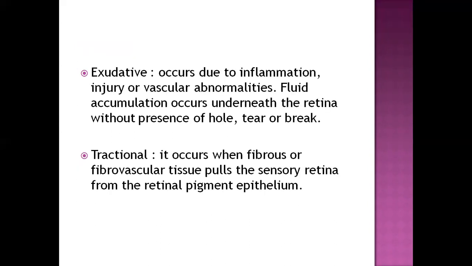In exudative, it occurs due to inflammation, injury, or vascular abnormalities. After injury or inflammation, fluid accumulation occurs underneath the retina without the presence of a hole, tear, or break like the previous one, Rhegmatogenous one. In tractional detachment, it occurs when fibrous or fibrovascular tissue pulls the sensory retina from the retinal pigment epithelium. So here there is no hole or tear, but the fibrovascular tissue pulls out the sensory part of the retina.